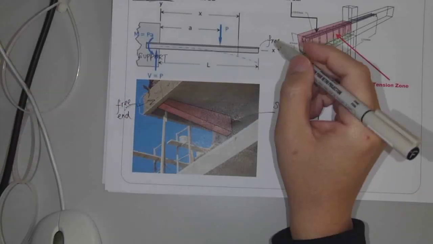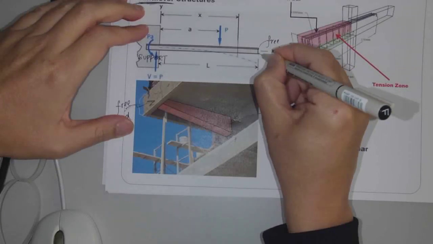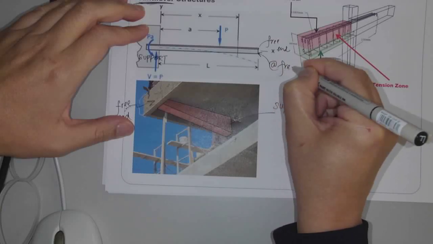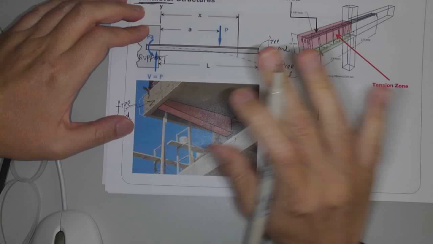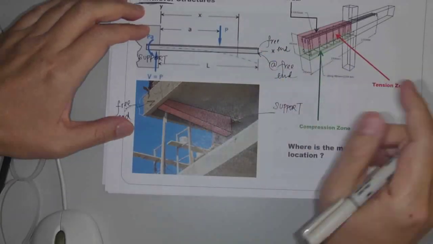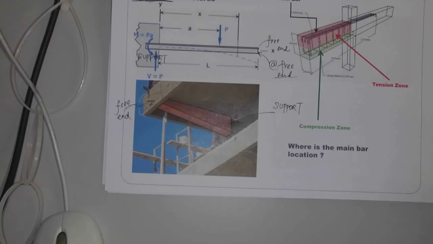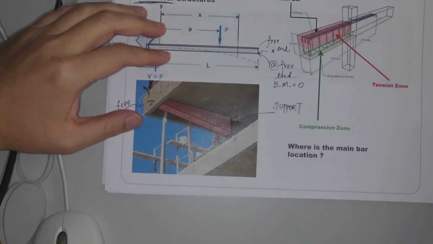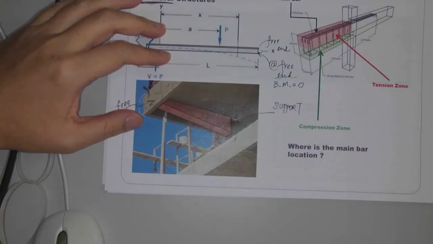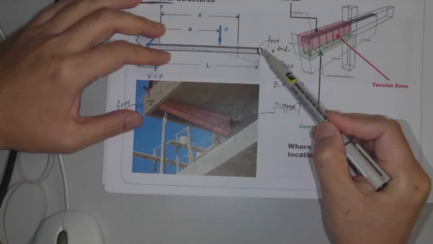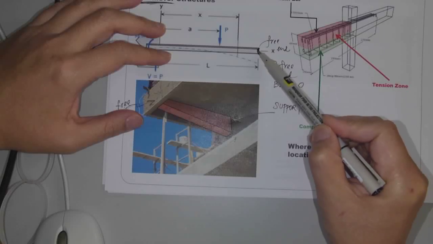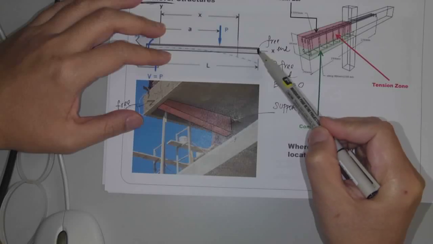And at this free end, there's nothing here. So what do I mean by nothing? At this free end, there's no bending moment. It's free from anything. That's why it's called free. So the bending moment is zero there. In other words, because there's no bending moment at this point, on the top surface or bottom surface, there's no tension or compression. It's a completely free end.